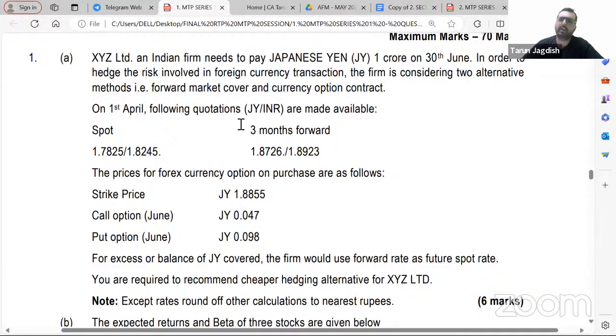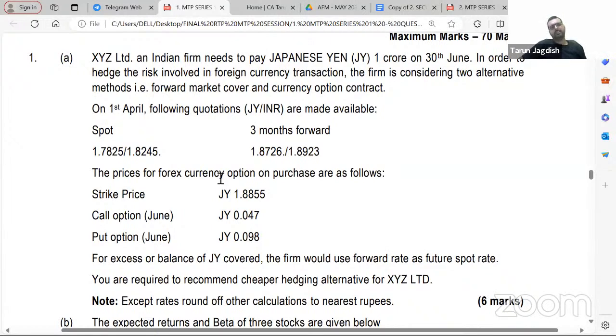In order to hedge the risk involved in the Forex, the firm is considering two alternatives, forward and currency options. We have done exactly the same type of question in class, friends. Only the thing was not yen, it was dollars, Canadian dollar it was, if I'm not wrong. They have given you the spot rate, JY bar INR. So this is very confusing. Friends, JY bar INR, they have written and they have given you 1.7825. So which is the currency and which is the commodity?